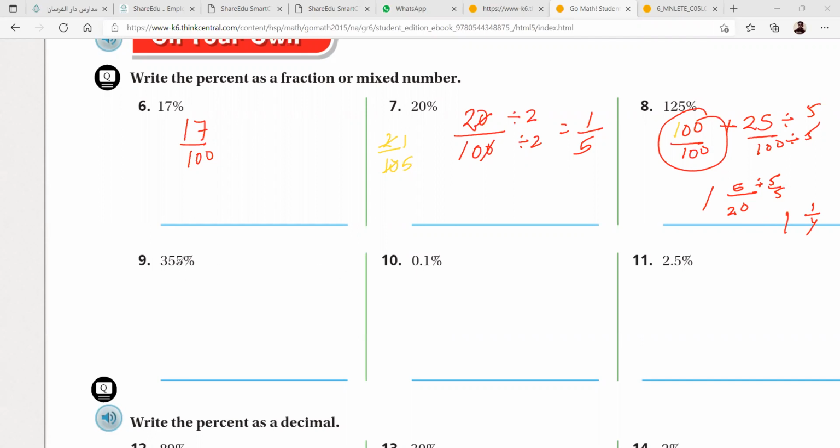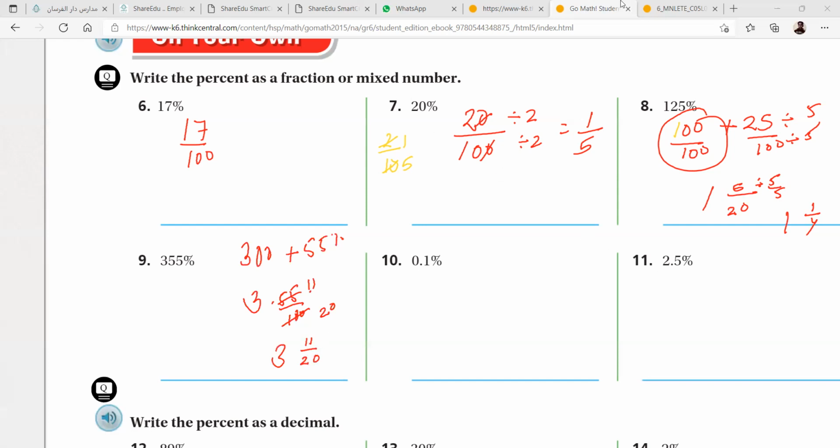Maria, how can you split 355? Yes, okay. Can you put 100? You put 300 plus 55. That is 300 is nothing but 3 whole. 355 over 100. 3 whole plus 55 over 100. How will you solve 55 over 100? With 5. 5 times 11 and 5 times 20. So 3 and 11 over 20.